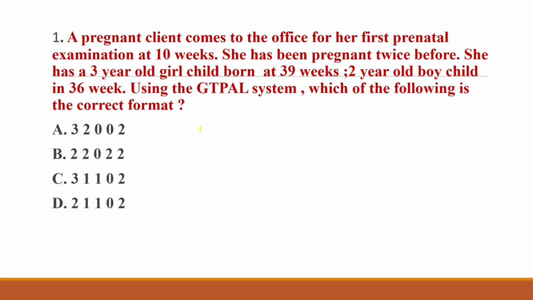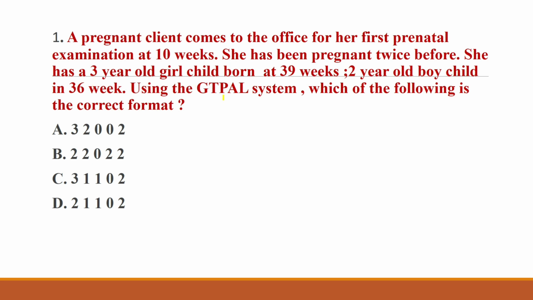So in the question, this is her third pregnancy. So G will be 3, G3. And term pregnancy, so the girl child was born at 39 weeks, and the 2-year-old boy child was born at 36 weeks. So term pregnancy is only 1. So the score of T is 1. So G3, T1. P preterm, 1 preterm pregnancy is there.